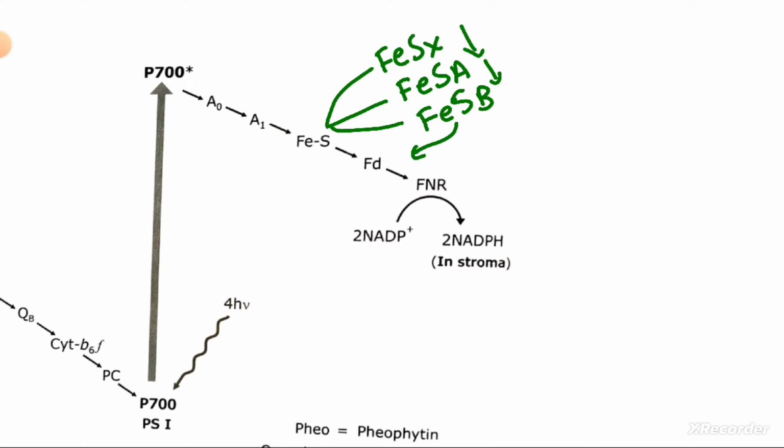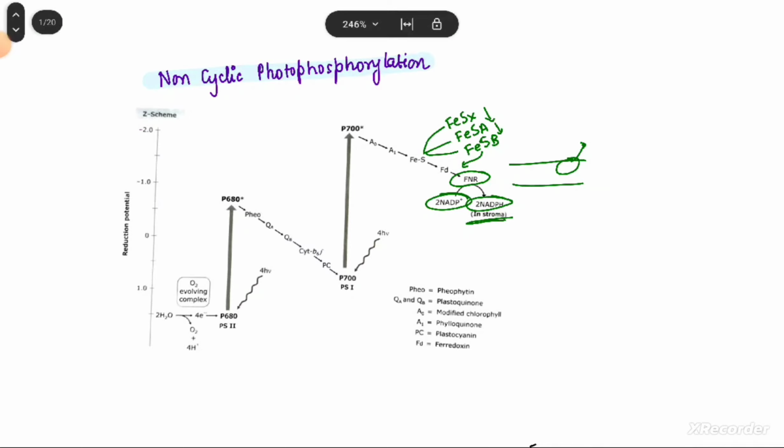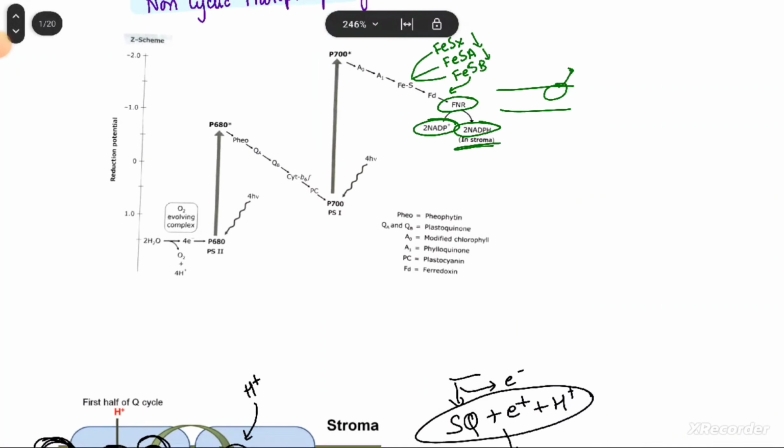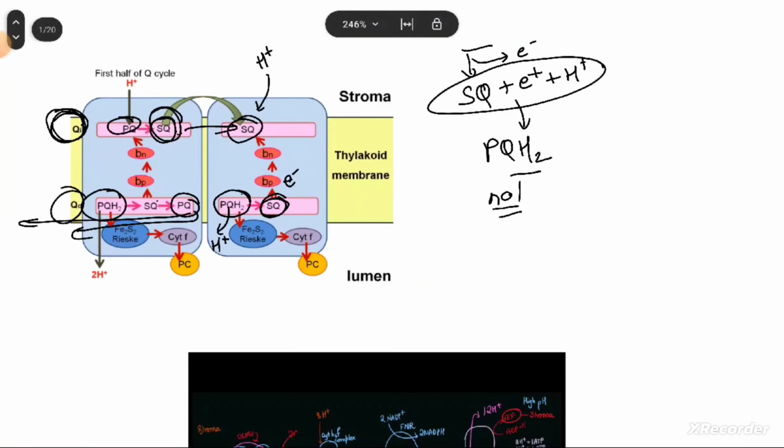Finally, the electrons will be transferred to ferredoxin, which is again an iron sulfur protein, and ferredoxin will pass on those electrons to ferredoxin NADP plus reductase. Ferredoxin NADP plus reductase is basically facing the stroma side. Later all this NADPH will be released in the stroma. So it is reducing your NADP plus to NADPH. I hope this overall Z scheme is clear. There is nothing much except for that Q cycle part, and I hope you understood that.